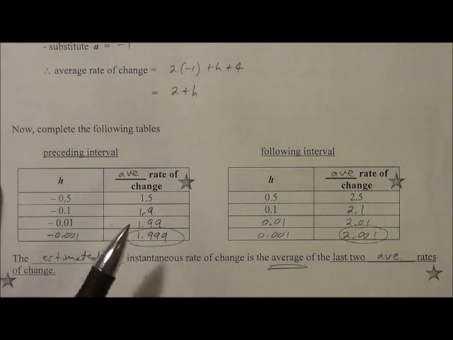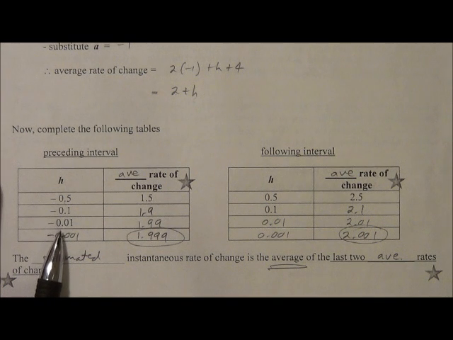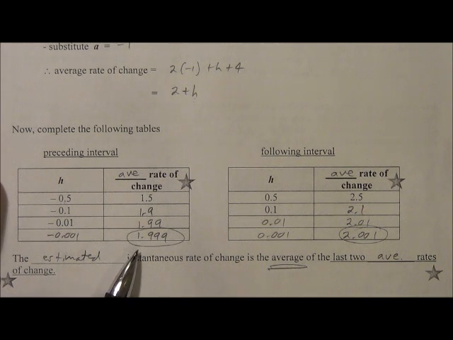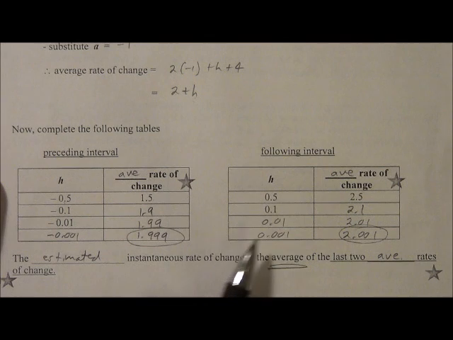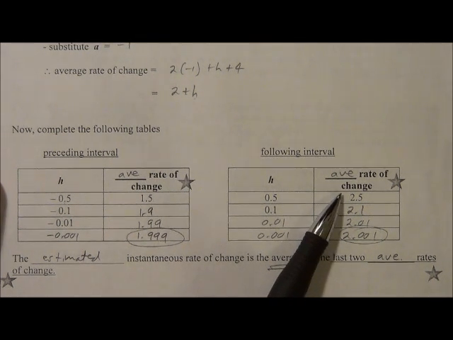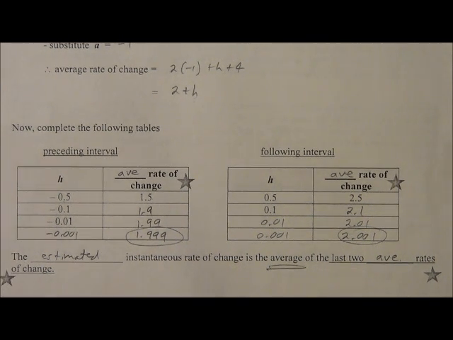Notice how the average rate of change is slowly increasing as h gets really, really small in the preceding interval. The average rate of change is going from 1.5 to 1.9 to 1.999, and so that's going up towards 2. And in the following interval, as h gets really, really small, the average rate of change is 2.5, 2.1, and is going down towards 2. Okay?